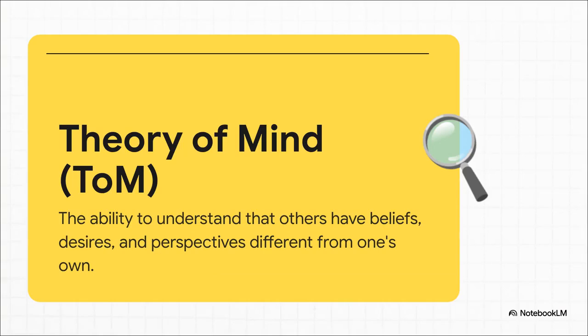Now, to really walk in Caitlin's shoes, we have to grasp a concept the paper discusses called theory of mind. It's basically the ability to grasp that other people have their own thoughts, feelings, and points of view that are different from yours. For someone with Asperger's, this can be a real challenge. It's sometimes called mind blindness, which makes navigating social situations incredibly tough.